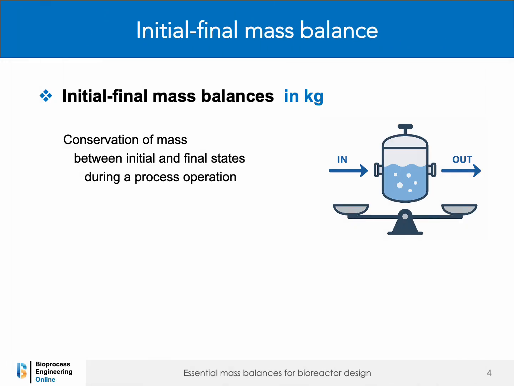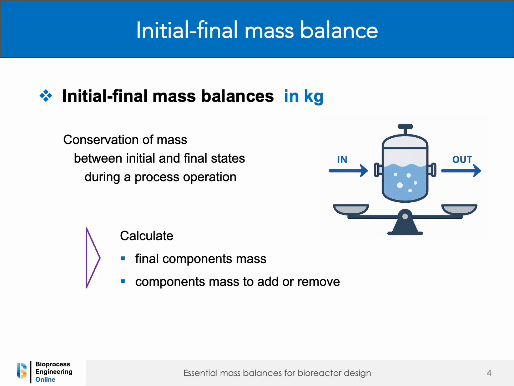For bioreactor design, two main types of mass balances are commonly used: initial final balances and instantaneous balances. Initial final mass balances describe the conservation of mass between an initial state and a final state during a process operation. These balances are expressed in units of mass, such as kilograms. They represent the simplest form of mass balance equations, although they are used less frequently than instantaneous balances. Their main applications are calculating the final mass of components at the end of a process and determining the amount of a component that must be added or removed to achieve a desired final condition.